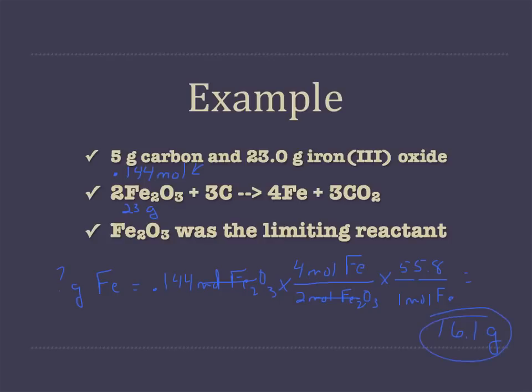So you can be given two different things. One of them is going to run out first. You've got to figure out which one that is. Then you figure out how much product you're going to get. So there are several steps in here that need to be taken care of.